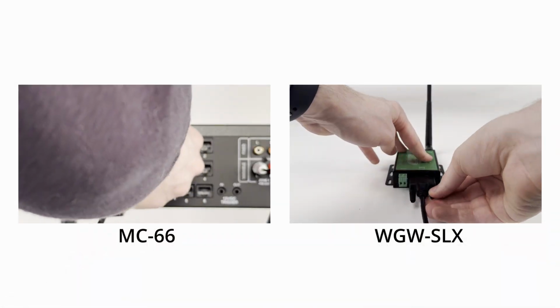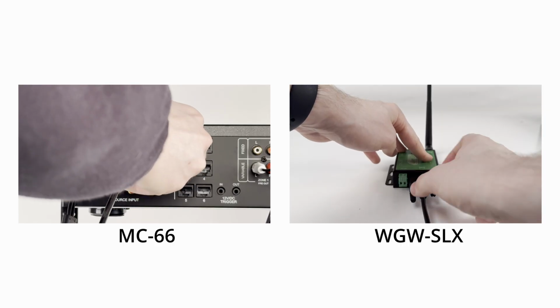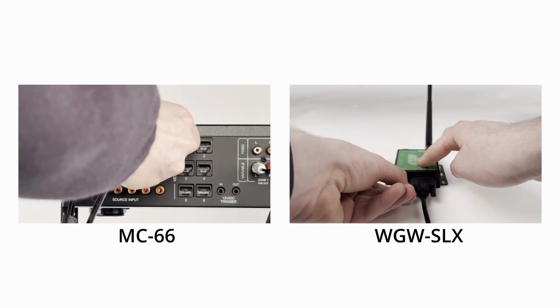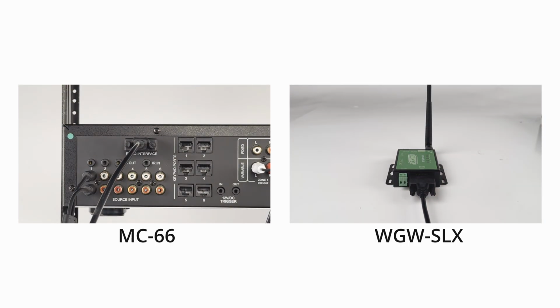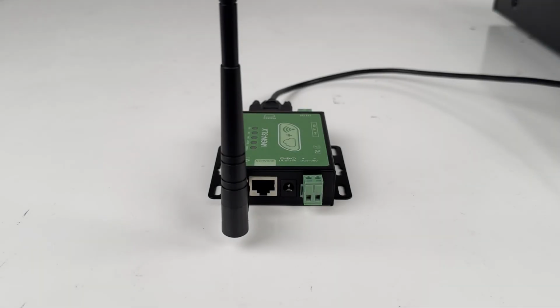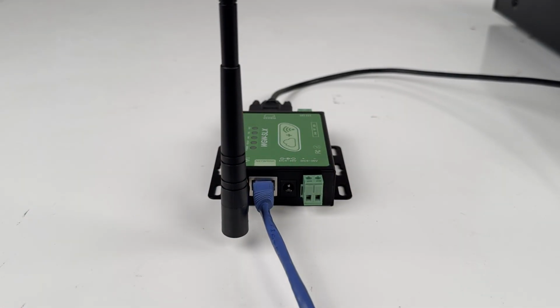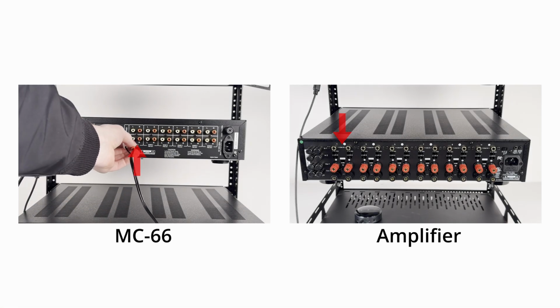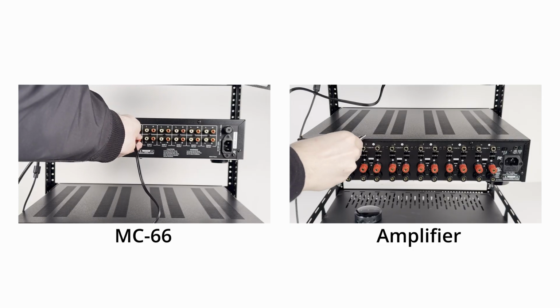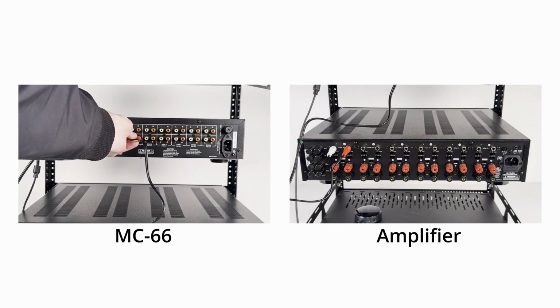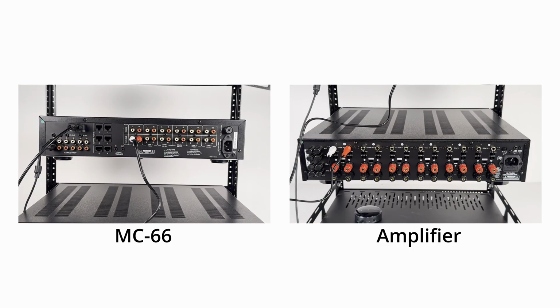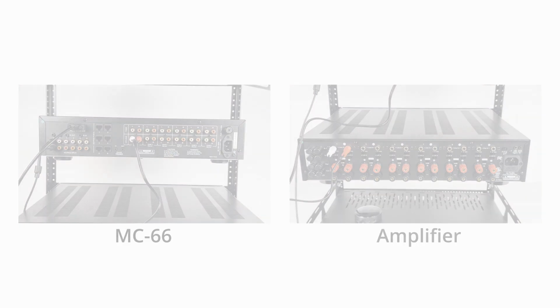Using the included cable, connect the WGW SLX gateway to the MC-66 audio controller. Also, connect an Ethernet cable to the router broadcasting your network, or follow the instructions in the manual to connect the gateway wirelessly. Using RCA cables, connect the Zone 1 variable out on the MC-66 to the corresponding amplifier channels. For Zone 1, it will be amplifier channels 1 and 2. The amplifier will power the speakers for this zone.